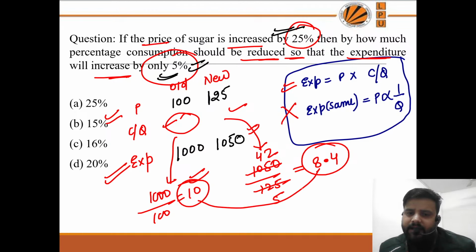So old quantity was 10, new quantity is this. So how much decrease is there in the quantity? There is a decrease of 1.6. From 10 it decreased by 1.6. So in percentage it would be 1.6 divided by 10 into 100, which will give you 16%. Now tell me whether you got it or not.